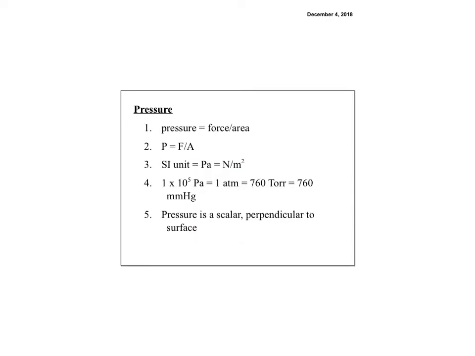Pressure is another concept that we covered, and pressure is force per area. So P is equal to F over A. The units are pascals. It's got to be in newtons and meters. You don't need to memorize these numbers right here. Those are on your table of information.